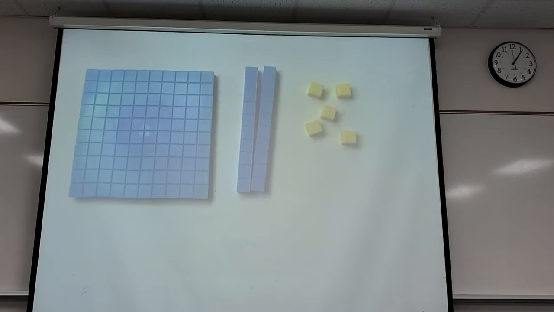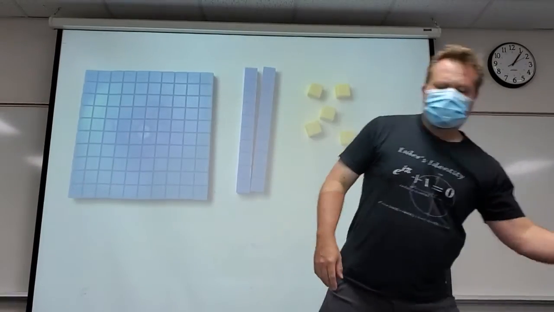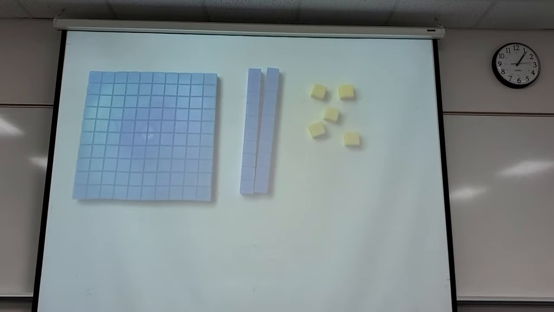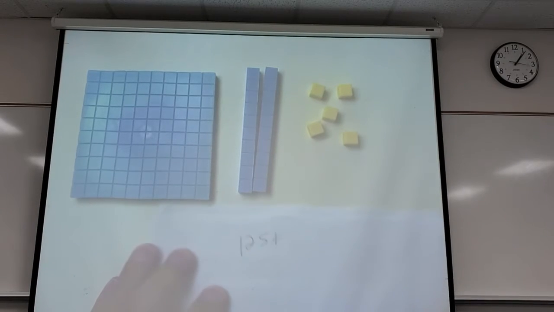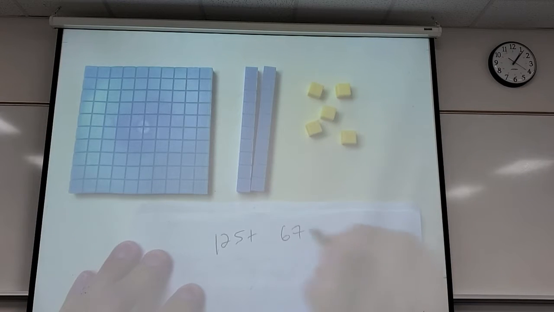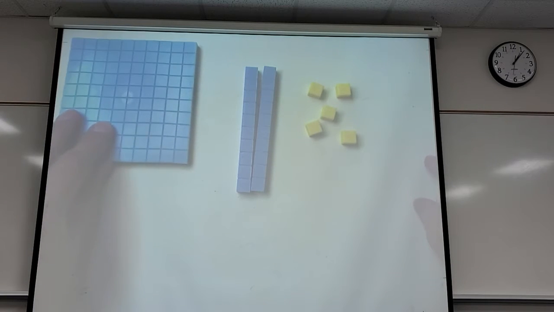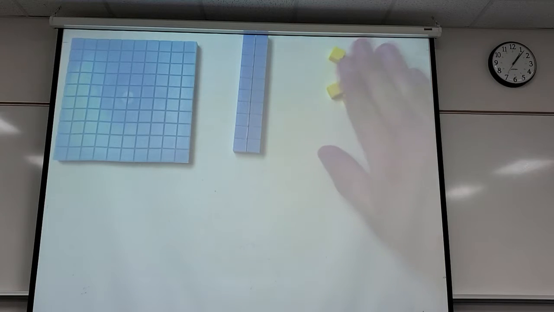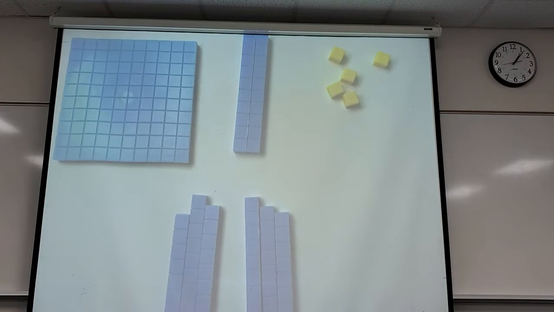So, what if we wanted to do 125 plus, what do you got, Jeff? 67. 125 plus 67. So of course that means I'm going to slap down here 67. Let me see how far can I go? There we go. Okay. So 60, 7. I feel like that little dude in the video. Okay. There we go.